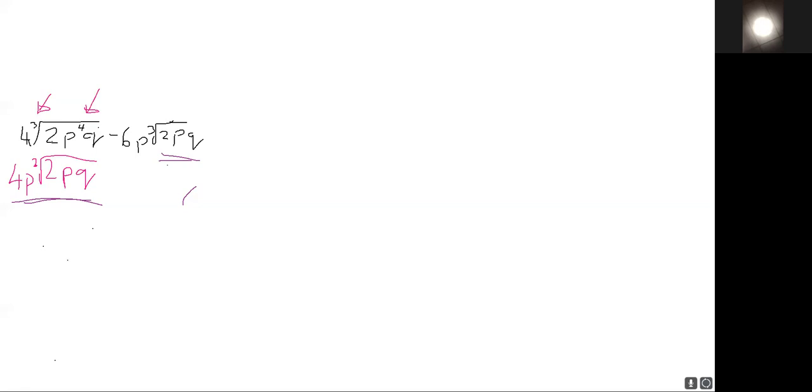So basically it's 4p minus 6p is? Yeah, negative 2p. Negative 2p. And then the index and the radicand stay the same. The cube root of 2pq. Or q, not squared, q. Okay. So once you have the radicand and the index that are the same, you just add and subtract. Okay. That makes sense.